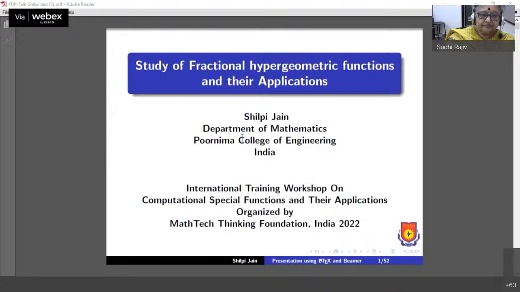First of all, thank you so much to the organizing committee of the International Training Workshop on Computational Special Function and their application organized by MTTF, and especially thanks to Professor Meher and Professor Sudhi Rajiv for inviting me for this workshop. Today, my talk is on study of fractional hypergeometric functions and their applications. This is a very basic talk for newly researchers.